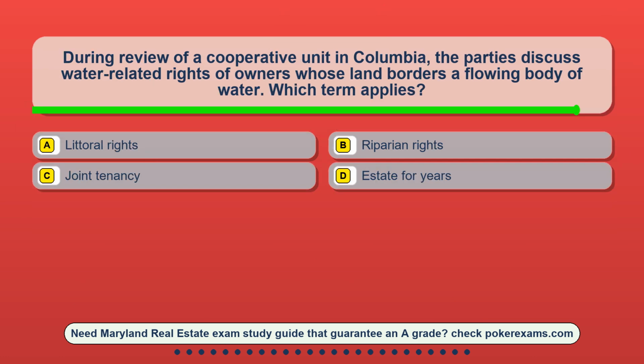Question 6. During review of a cooperative unit in Colombia, the parties discuss water-related rights of owners whose land borders a flowing body of water. Which term applies? Option A, literal rights. Option B, riparian rights. Option C, joint tenancy. Option D, estate for years.